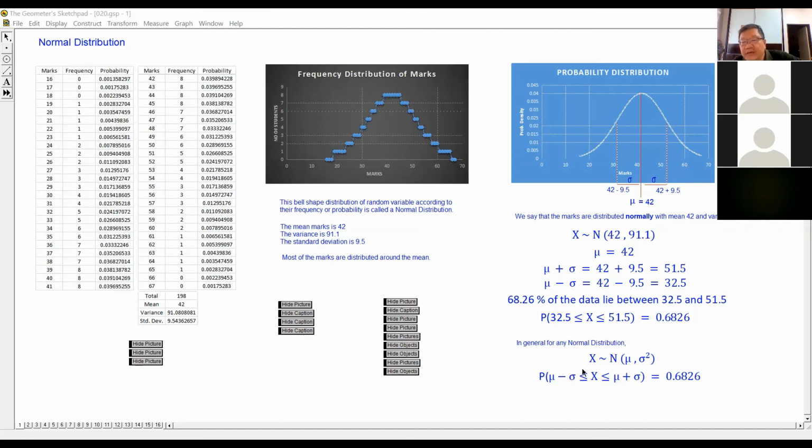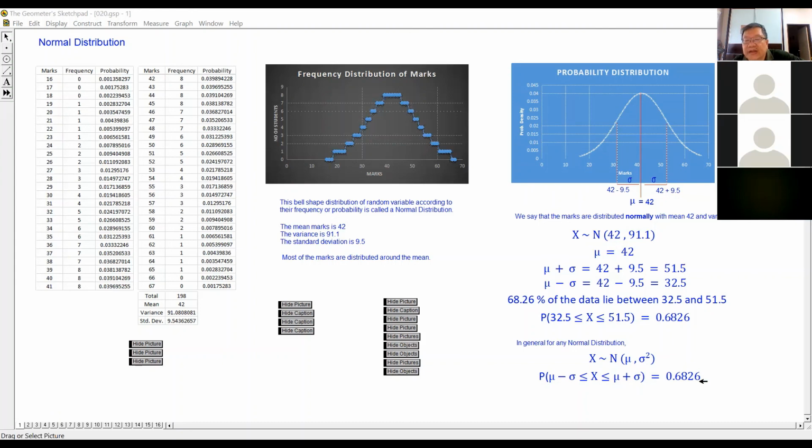So in general, we say that X is distributed normally with mean mu and variance sigma square. Sigma square is the variance. So the second number is the variance, it's not the standard deviation. It's sigma square, not sigma.